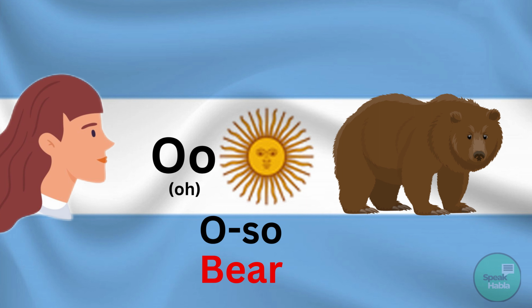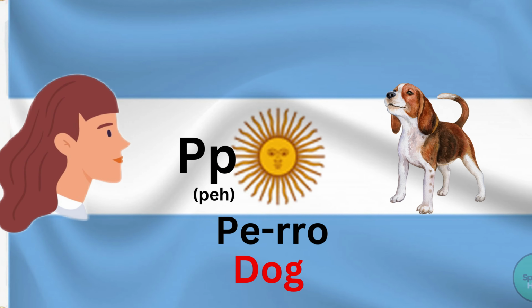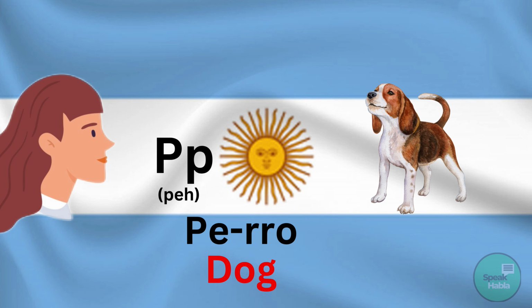Ñame. Very good. The letter O is pronounced O. Say it with me. O. Now let's say it in an example. Oso. Bear. Okay, one more time. Say it with me. O.